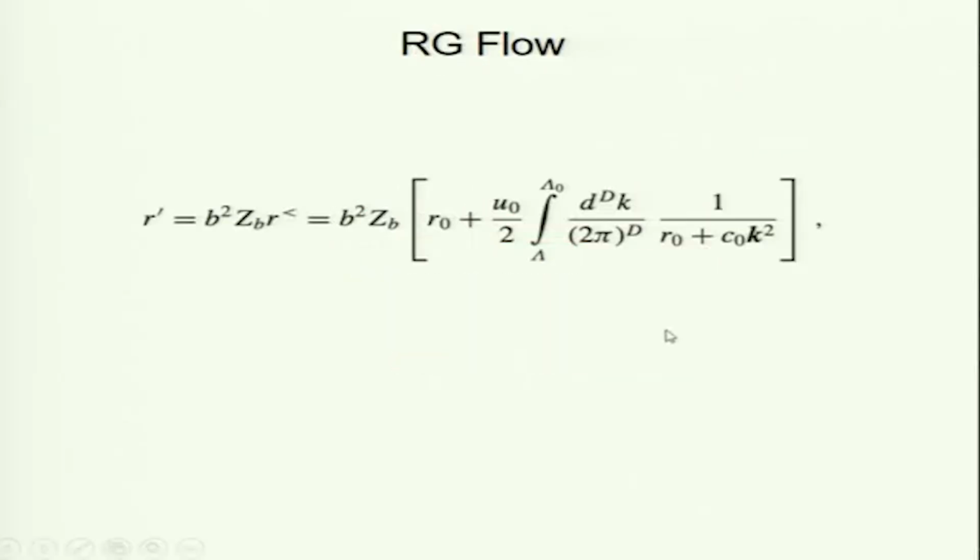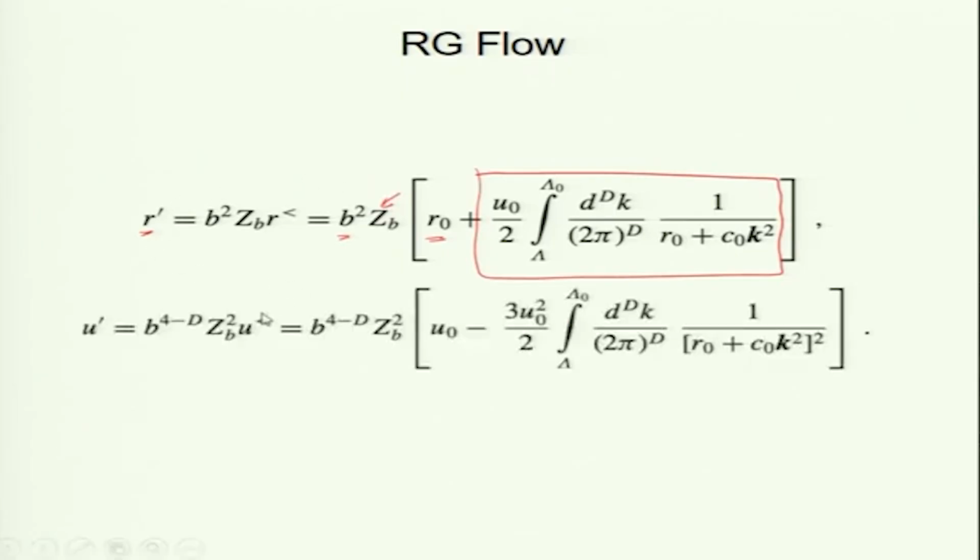But u naught also got changed. And what were the formulas? R prime after coarse graining and rescaling, earlier was r naught. The correction is sitting here under coarse graining, and this b squared came because of rescaling. Z b you can ignore for this course, Z b is 1. And u prime, the coupling constant for phi-4 theory, started from u naught but then became u prime. This is because of rescaling, and this is a correction due to coarse graining.